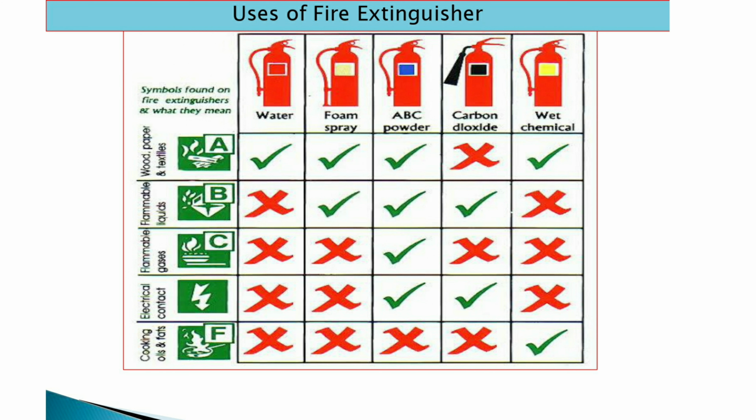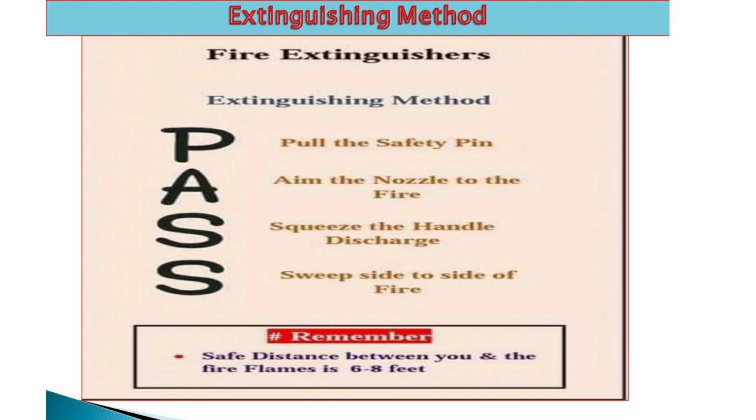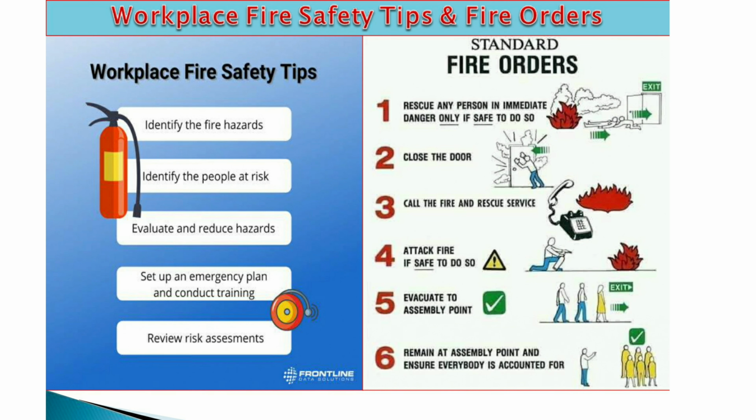Uses of fire extinguisher. Extinguishing method. 1. Pull the safety pin. 2. Aim the nozzle at the fire. 3. Squeeze the handle to discharge. 4. Sweep the nozzle from side to side. Remember, the safe distance between you and the fire flames is 6 to 8 feet.